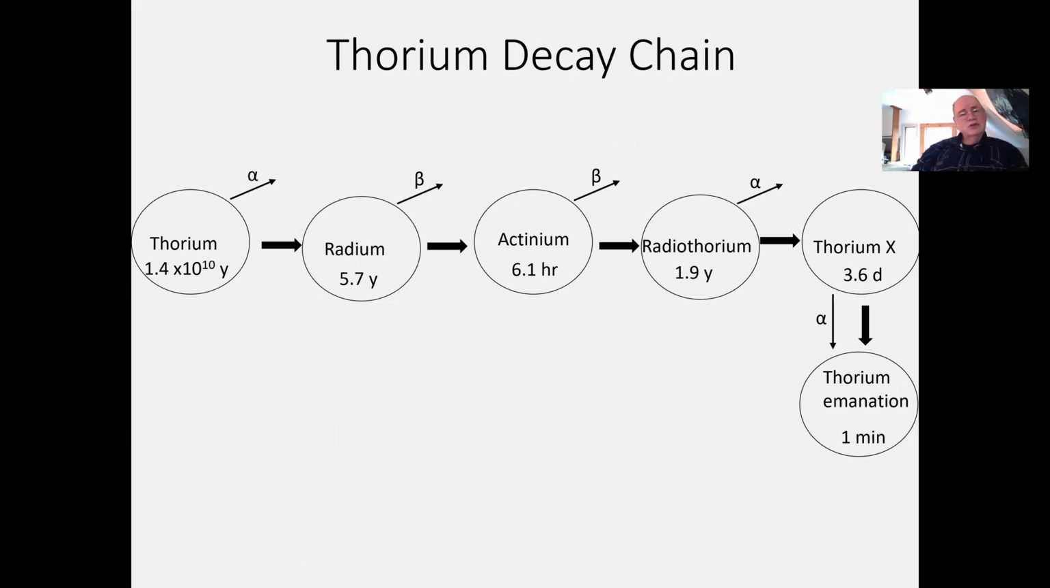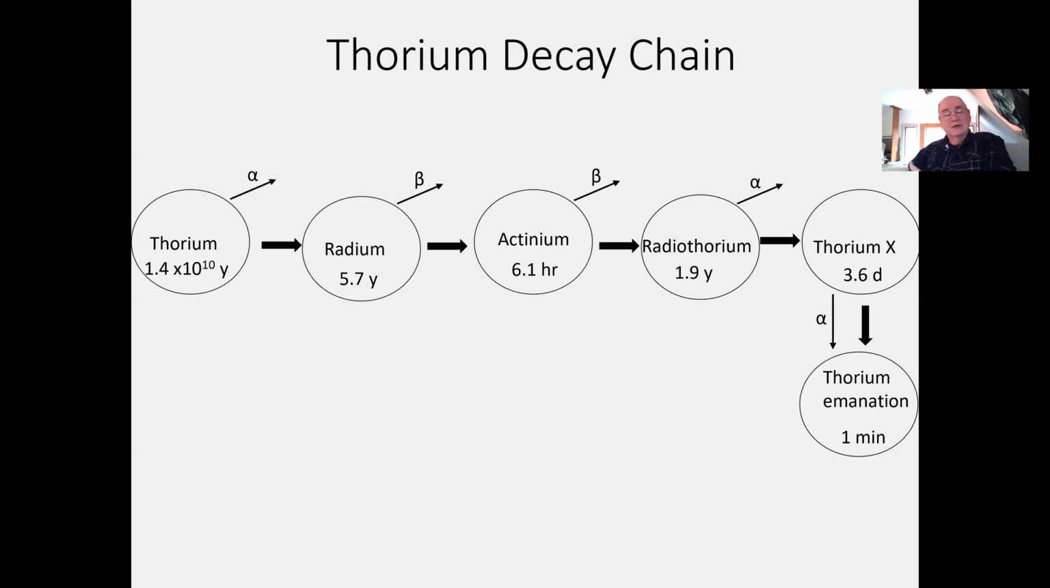So here he begins to drill down, understanding. Here I have the half-lives underneath. I have the radioactive decay up on top. The thorium would give off an alpha particle, become a radium, which had a half-life of 5.7 years. The radium would disintegrate into actinium. Remember, that was the element discovered by Debierne, the researcher working with the Curies. The actinium had a very short half-life of only 6 hours. It would give off a beta particle. It would turn into something they called radiothorium.